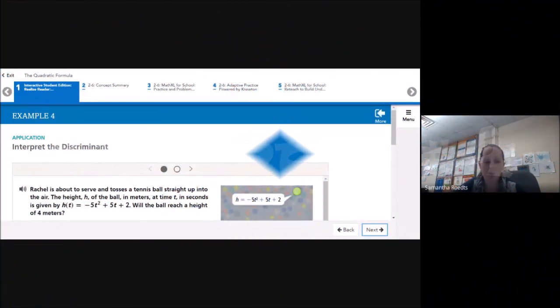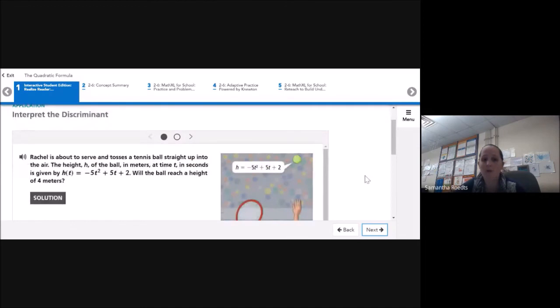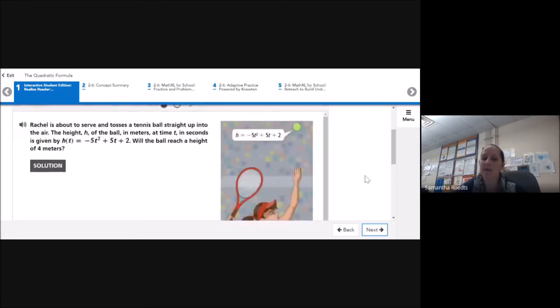Example number 4, interpreting the discriminant. Rachel is about to serve and tosses a tennis ball straight up into the air. The height h of the ball in meters at time t in seconds is given by h(t) equals negative 5t squared plus 5t plus 2. Will the ball reach a height of 4 meters?